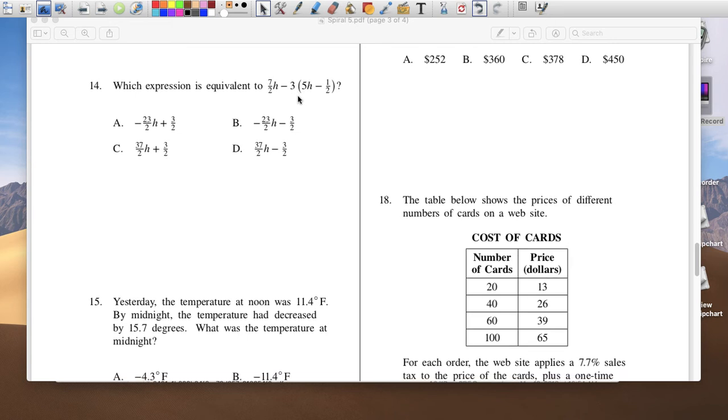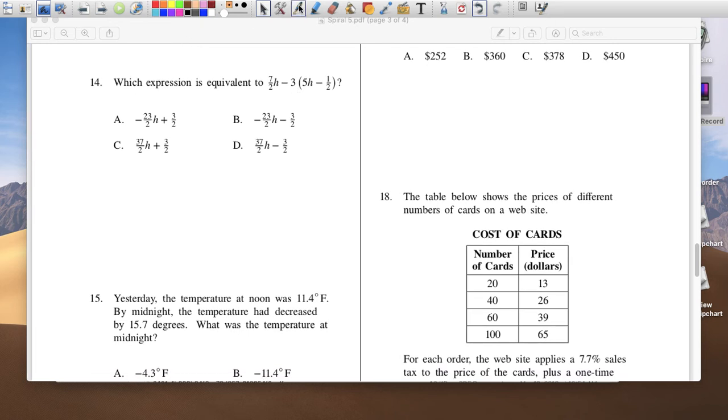Where am I? 14. Ugh, yuck. All right, so I would change this just to make my life easier. Okay, and I can because the fractions on these is 2, right? So 7, if you took the calculator and divided 7 by 2, you get 3.5. So I'm going to rewrite the expression like this: 3.5h minus 3, 5h, and instead of a half, I'm going to write 0.5. I don't have to deal with fractions.